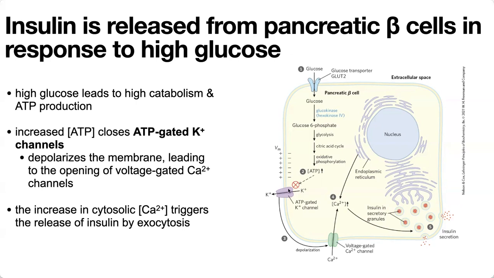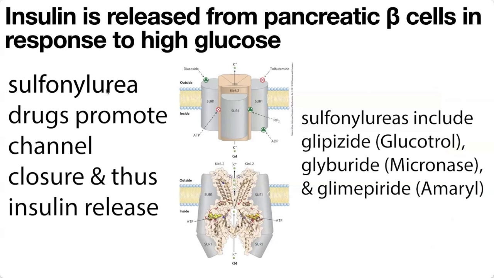But if we inhibit the channel, if we mimic the effects of ATP and close that channel, we'd be able to release the insulin even when there wasn't glucose around or when we didn't have those high ATP levels. If you look at the names of the channel subunits, it's a tetramer. It's got this tetramer of Kir subunits, which is where the potassium goes through. And then it has these SUR subunits around it.